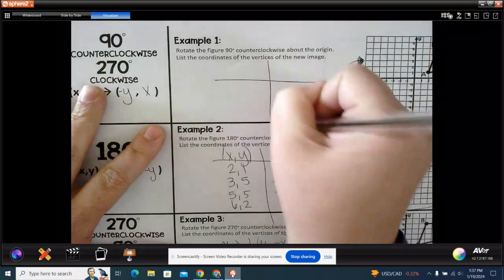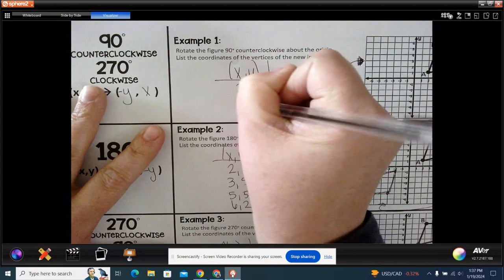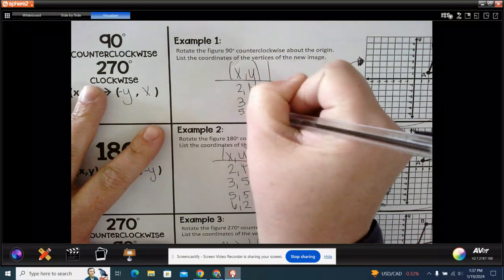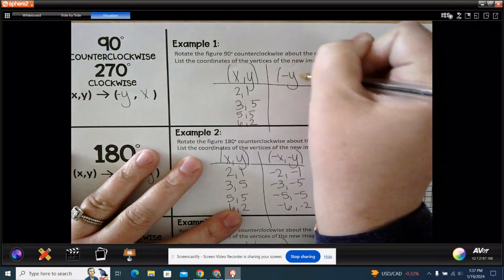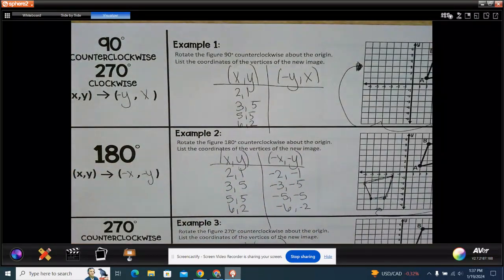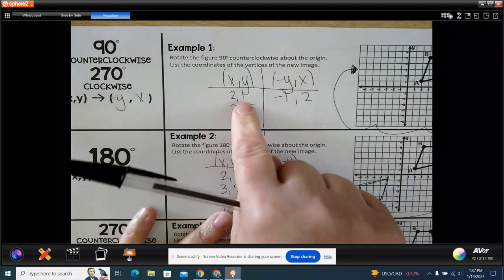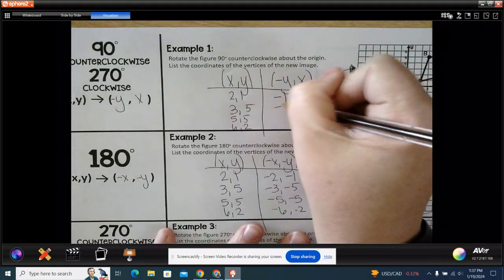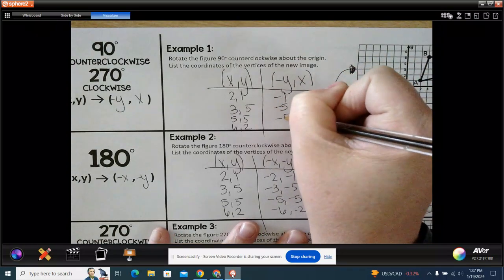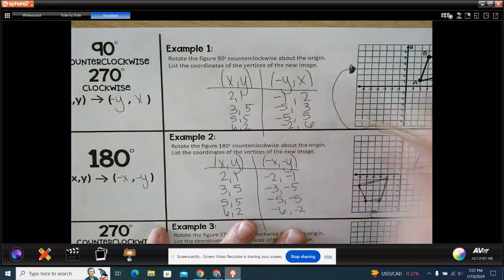So we look at our points. We have the same points as we had for the last two problems. And then we're going to change them. We're going to flip them and then change the y to the opposite sign. So 2, 1 will become negative 1, 2. The y value, which is 1, will turn opposite, which is going to be negative. Then I have negative 5, 3, negative 5, 5, negative 2, 6.